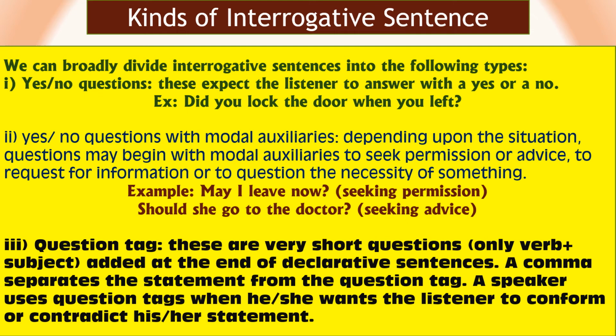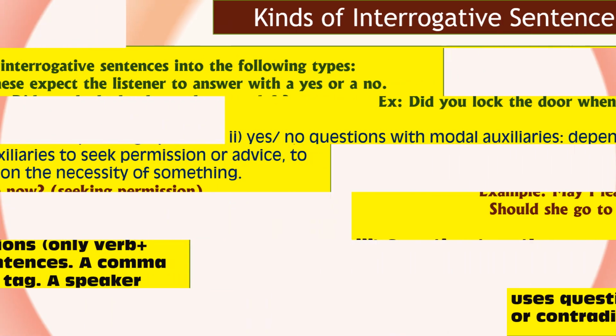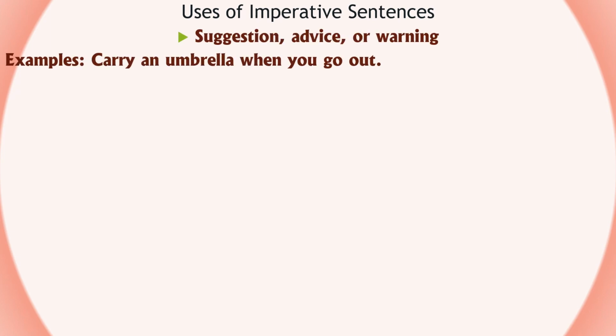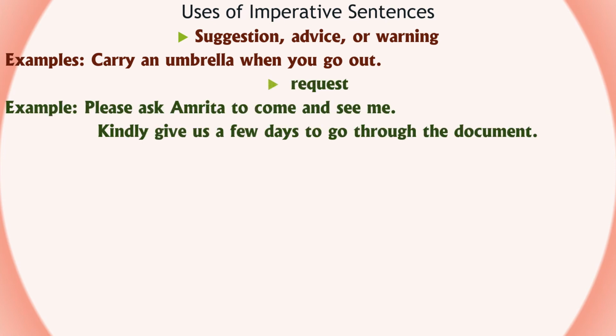The next one, uses of imperative sentence. Uses of imperative sentence எதுக்கெல்லாம் யூஸ் பண்ணுவோம்? Suggestion, advice or warning. So suggestion சொல்றதுக்காகவும், advice கொடுக்கிறதுக்காகவும், warning கொடுக்கிறதுக்காகவும் we can use imperative sentences. Example பாருங்க, carry an umbrella when you go out. So that is called suggestion.